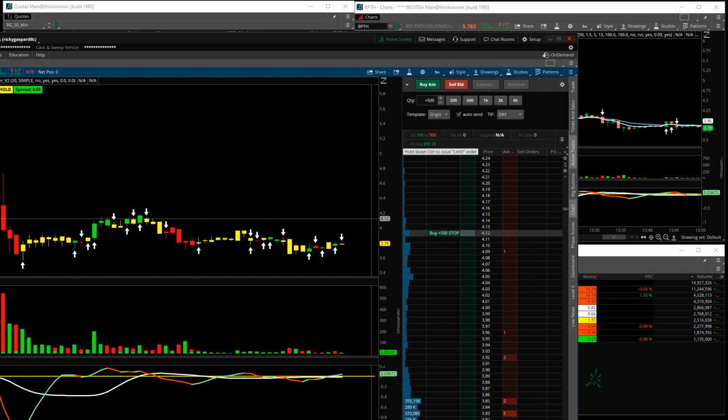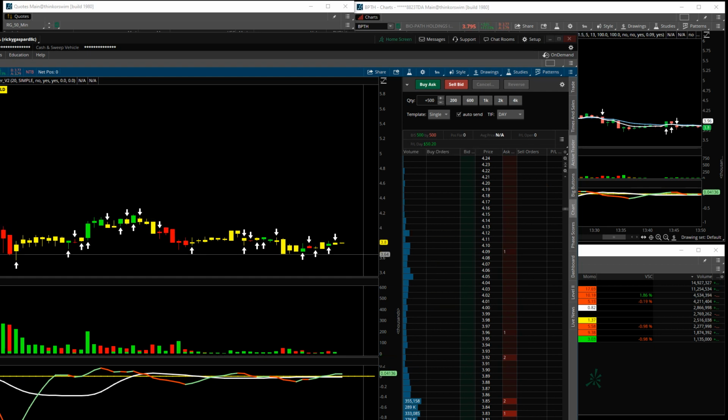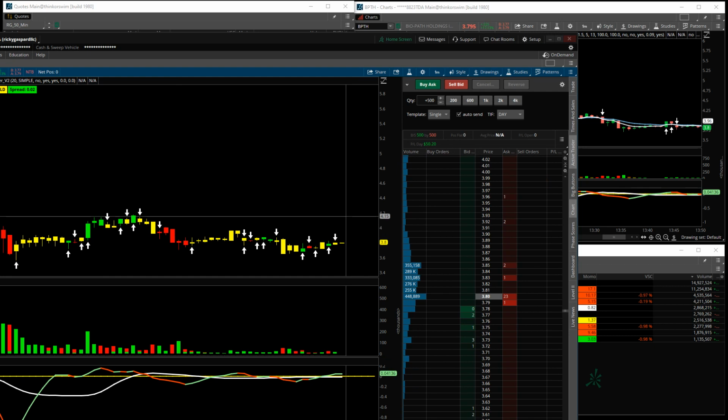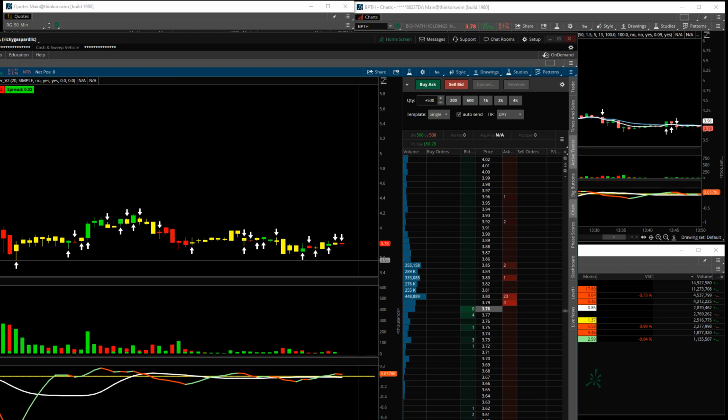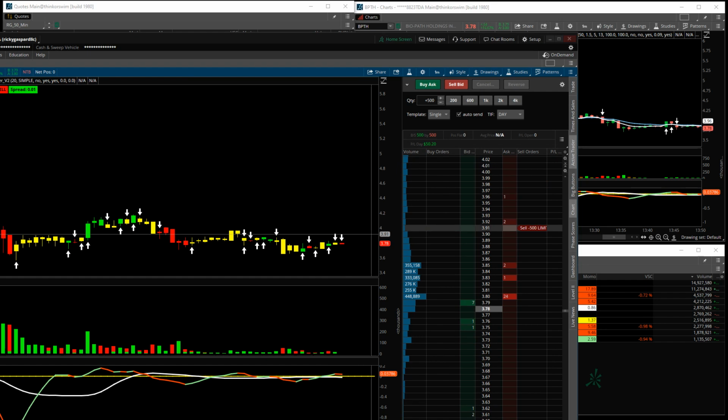Sometimes if you set a price here, the price can jump over. It can gap up and jump over your limit order. I have had that happen before. Also, you have to watch when you set a sell limit over on this side that it doesn't jump over it as well. It's rare that that happens, but it can happen.